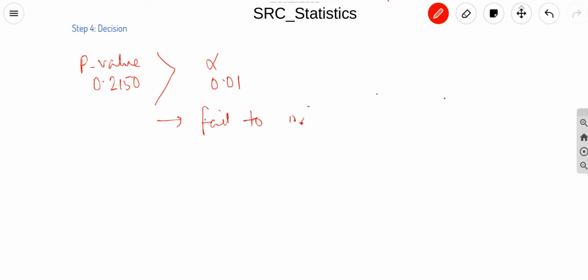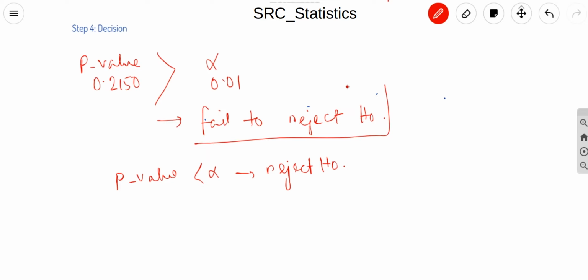So, how do we come to a decision in p-value method? We compare the p-value with alpha. If p-value is less than alpha, we reject H naught. Remember, this is true for left tail, right tail or both tail test. If p-value is greater than alpha, we fail to reject H naught. Since our p-value is greater than alpha, we have failed to reject the null hypothesis.